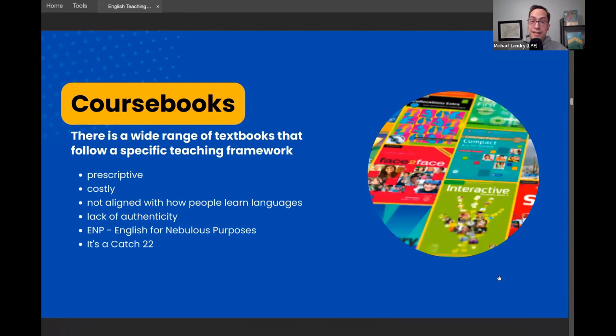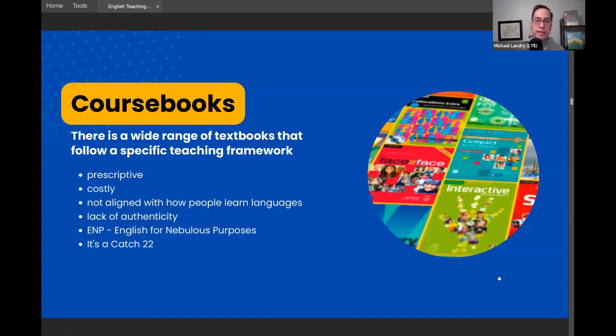Now, another resource that's out there that a lot of teachers draw on are course books. And again, course books are great, and they typically offer a wide range of topics, and they provide a very structured framework for teaching. So they could be a support for a lot of teachers who are out there just starting.